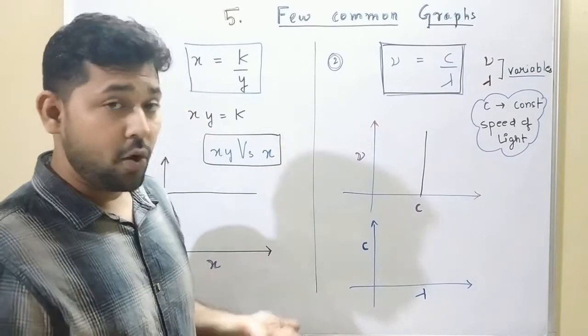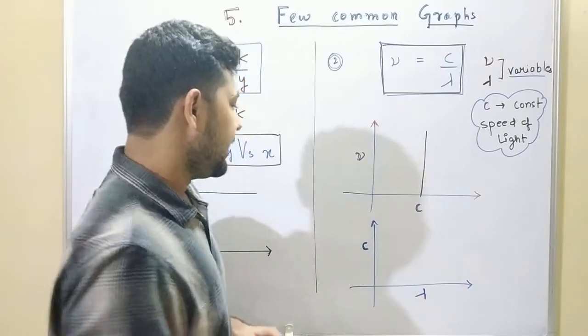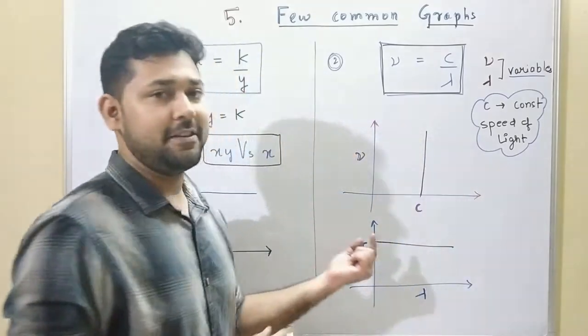Now the graph you have to draw is c versus lambda. Lambda is a variable, c is again a constant. So the graph is like this.